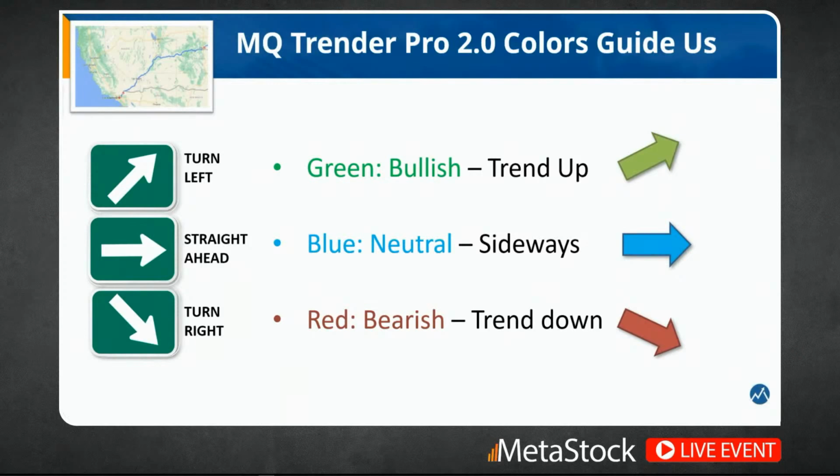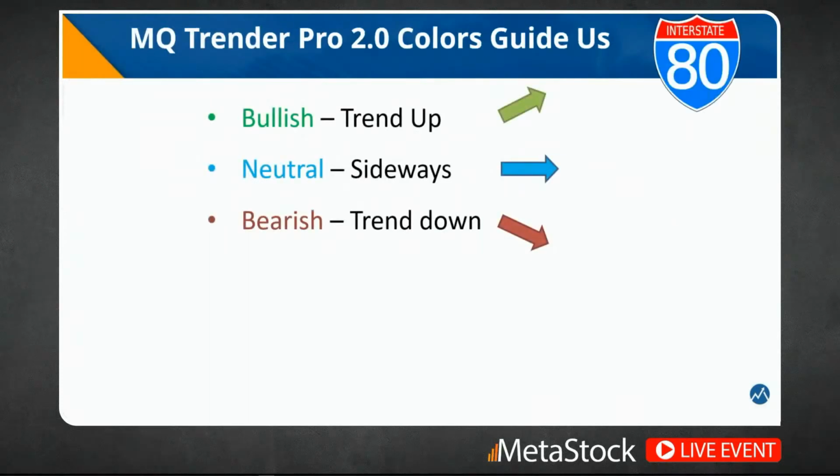It tells us which way the market's heading, and it's very simple: green for bullish, blue for sideways, red for bearish. And the core point behind MTP2 is that it simplifies our trading so we can easily make the decisions to get into trades, get out of trades, and even know when to stay on the sidelines. So we also have a couple of new things.